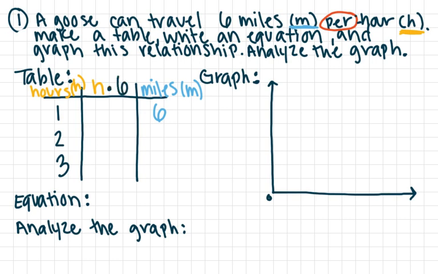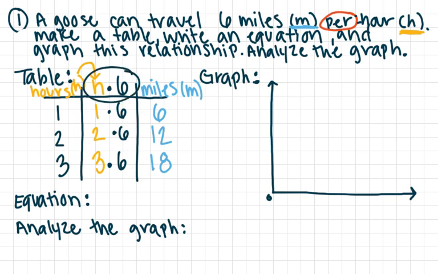So the first number was 1 times 6, right? Got me my 6. Now we're going to plug in the 2 and do 2 times 6, which is 12. And then our last one is going to be 3 times 6, which is 18. So again, I took those hours and I plugged them in right here and multiplied them times 6. So this right here is our rule.